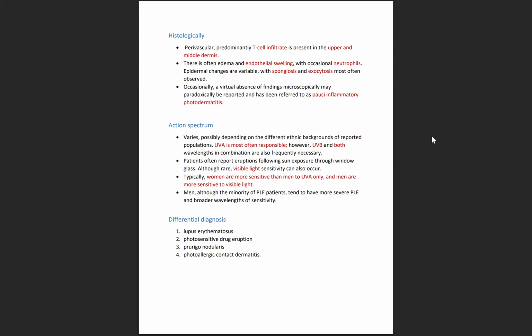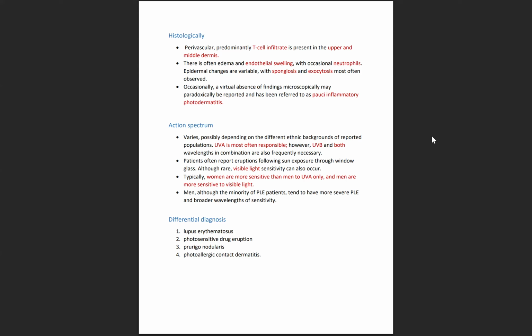نيجي على الأكشن spectrum of polymorphous light eruption. Varies possibly depending on different ethnic background of reported populations. UVA is most often responsible. However, UVB and both wavelength in combination are also frequently necessary.